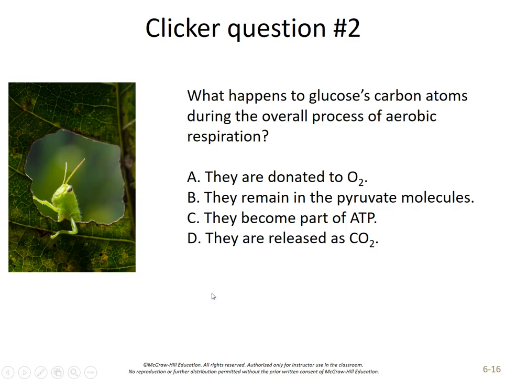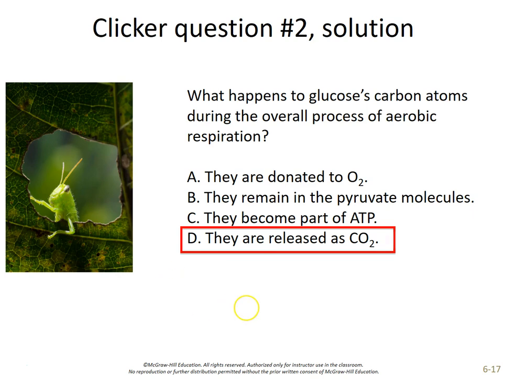Okay, what happens to glucose's carbon atoms during the overall process of aerobic respiration? A, they are donated to oxygen. B, they remain in the pyruvate molecules. C, they become part of ATP. Or D, they are released as CO2. And the answer is D. Glucose's carbon atoms are released as CO2.